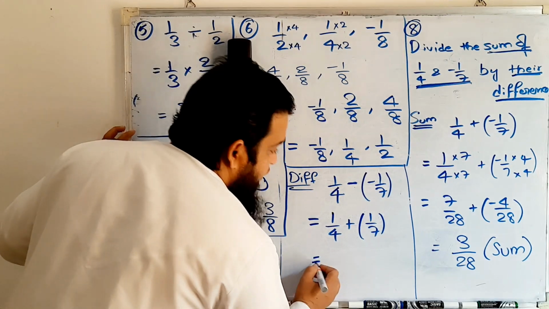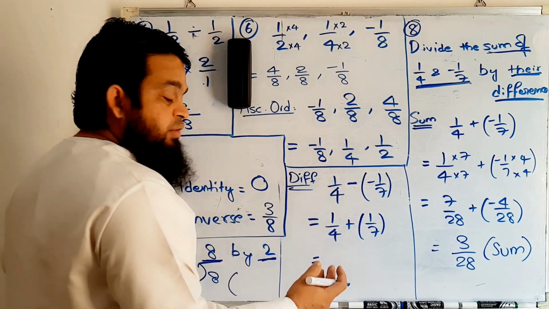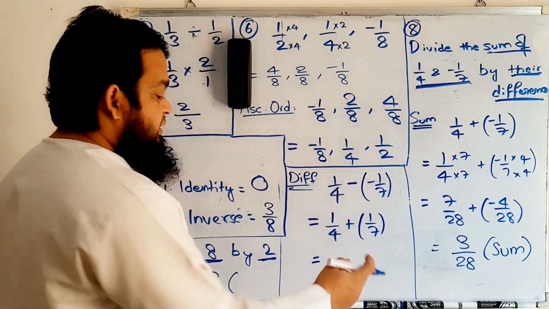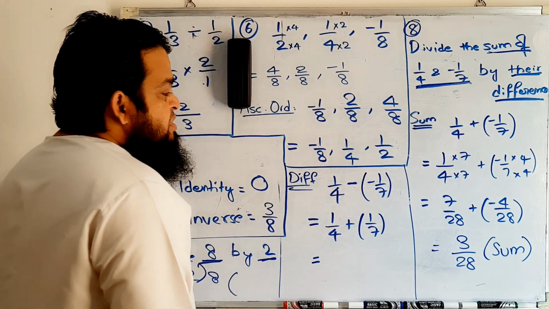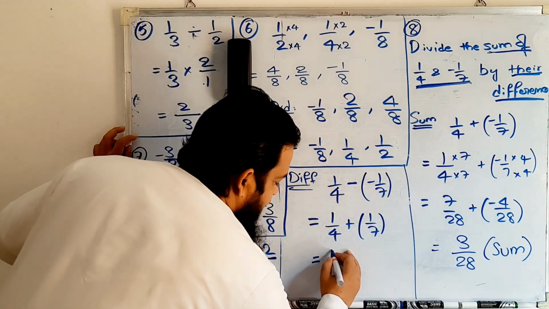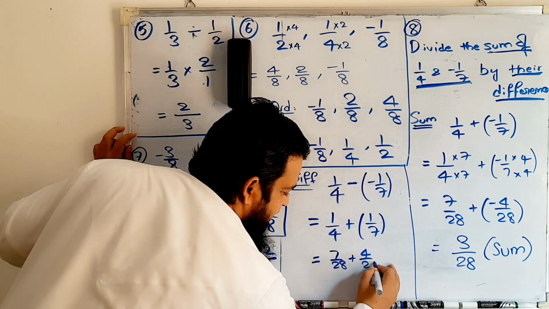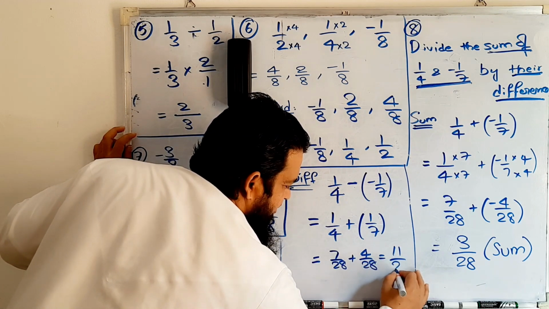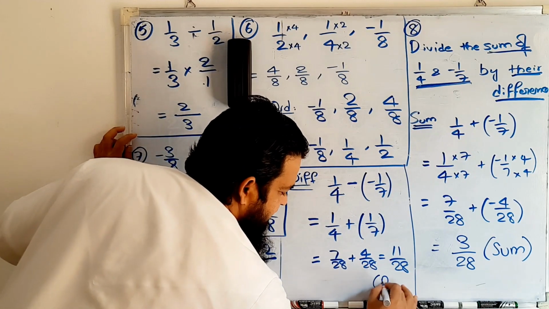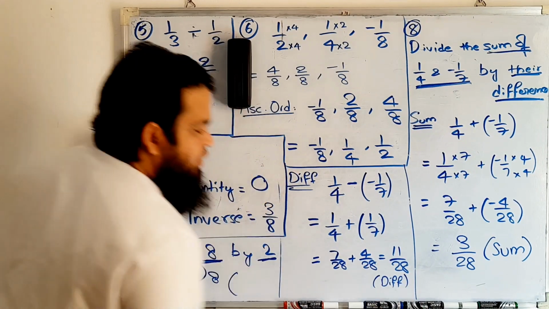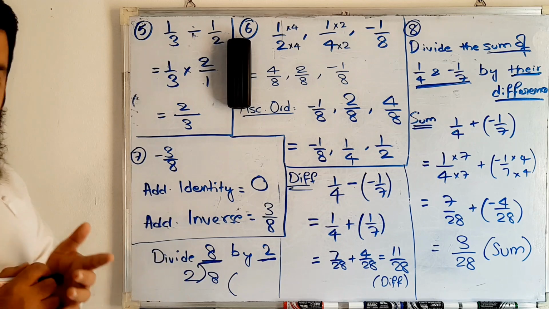After that we know everything. Or else, if you are confused, minus of minus is plus, the same plus. Now everything is the same. So it will be 7 by 28 plus 4 by 28, that equals 11 by 28. This is the difference. Those who want to note it down, please note it down.